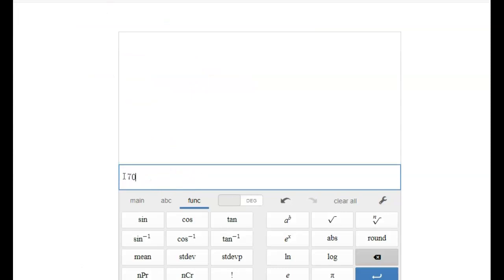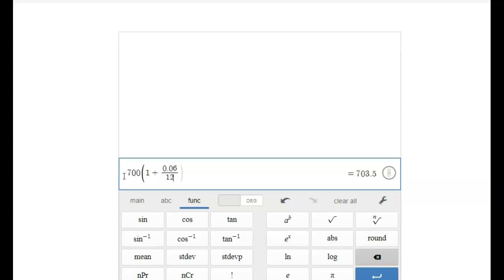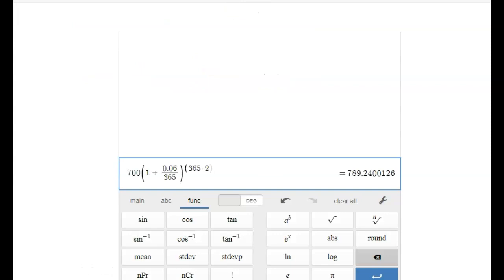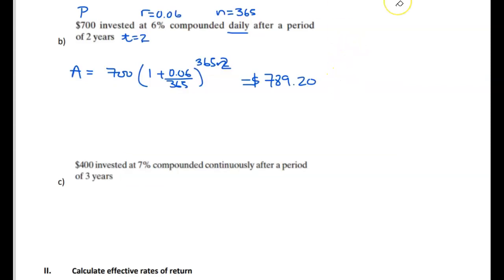Alright, so plug that into the calculator. 700 parentheses 1 plus 0.06 divided by 12, to the power parentheses 365 times 2. Yep, that's not 12, that should be 365. There we go. $789.24. There we go. That's it.